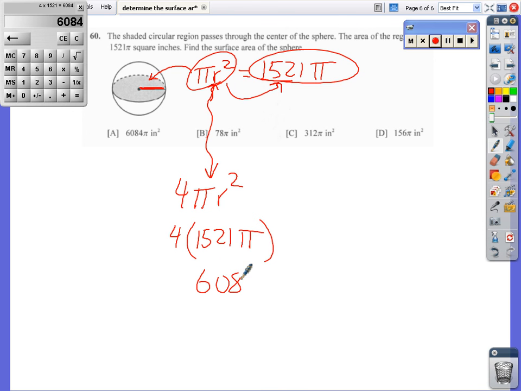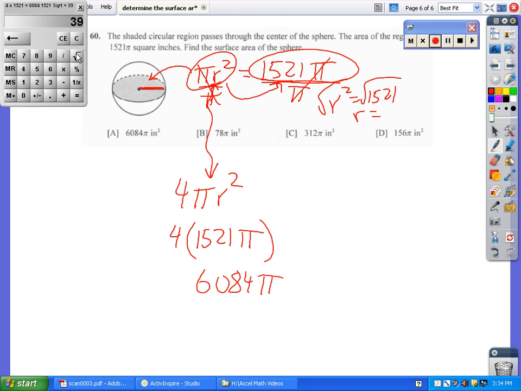I could have done that the other way and tried to solve this. I would have divided both sides by pi. That would have canceled those out. I would have had r squared equals 1521, and I would have square rooted both sides to get r equals whatever the square root of 1521. Alright, 1521 square root is 39, so that's 39.